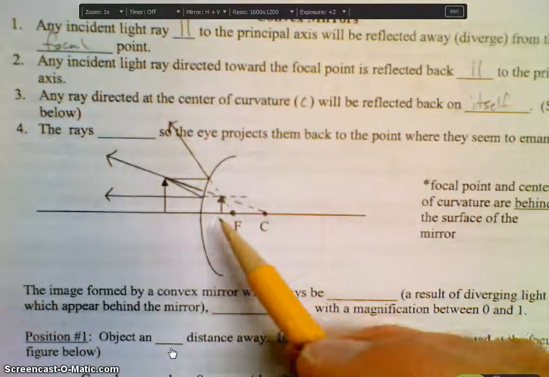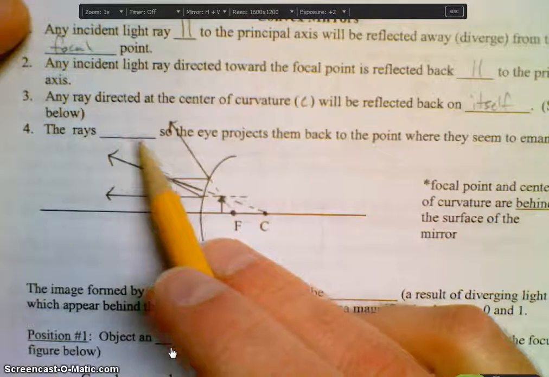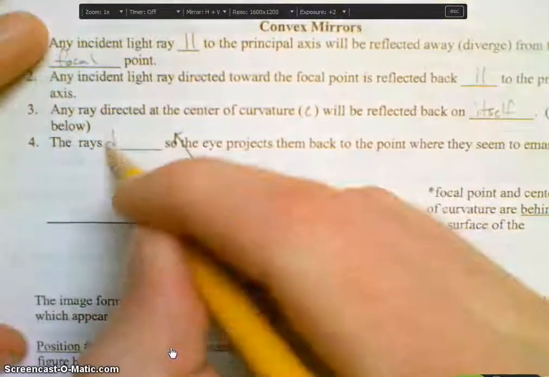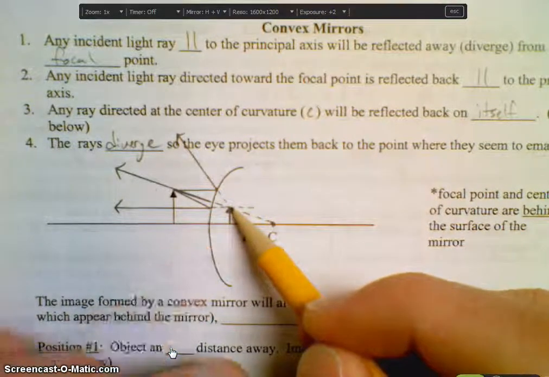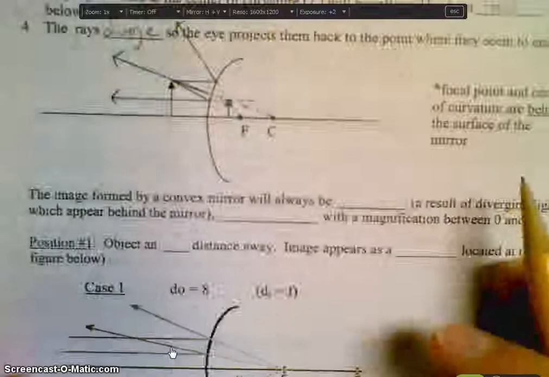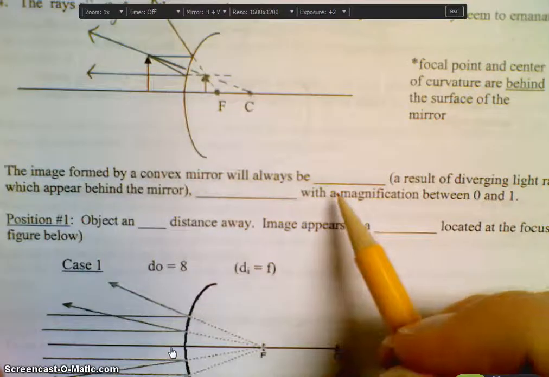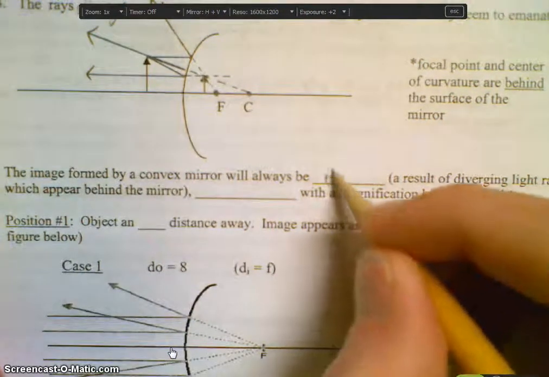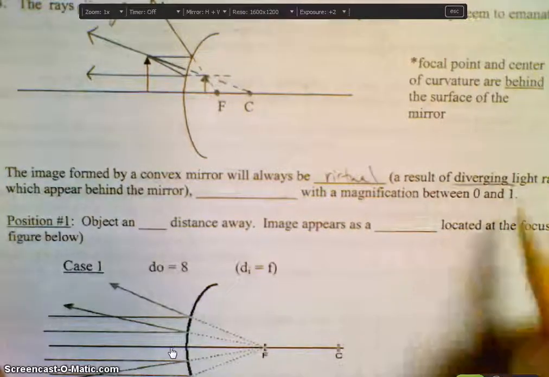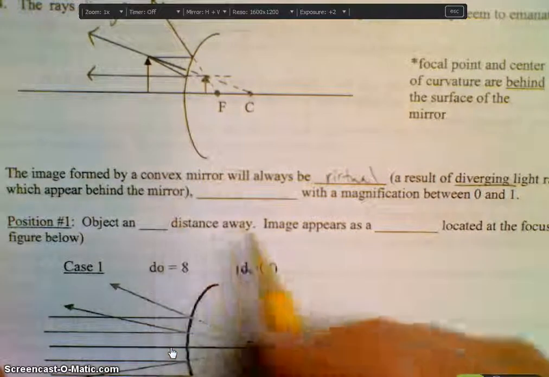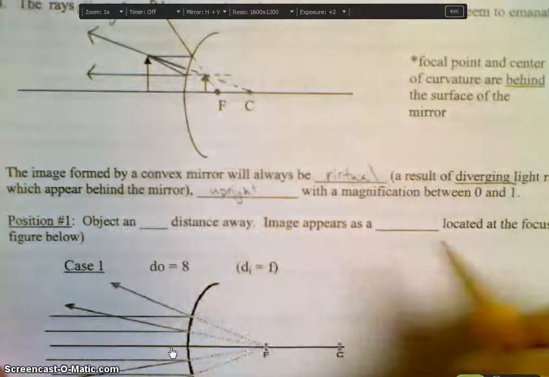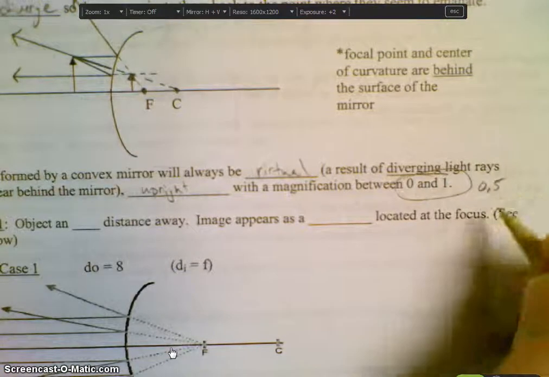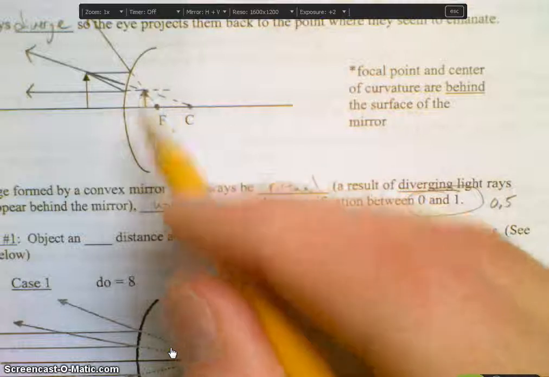And there's only two conditions for this. So if you notice, the rays do what? They diverge. So your eye thinks that they came and are diverging from this point. Okay? So let's look here. The image formed by a convex mirror will always be virtual. This is a result of diverging light rays, which appear behind the mirror. So it's virtual, it's always upright. Virtual images are always upright. And it has a magnification between 0 and 1. So like 1/2, 0.5, it's always going to be smaller and always upright.